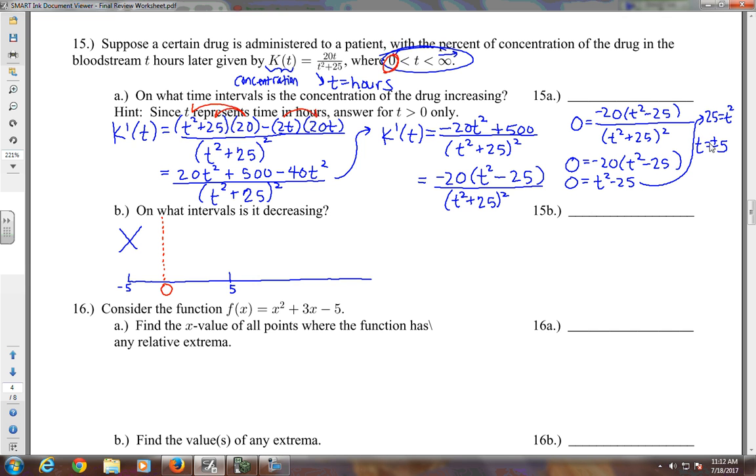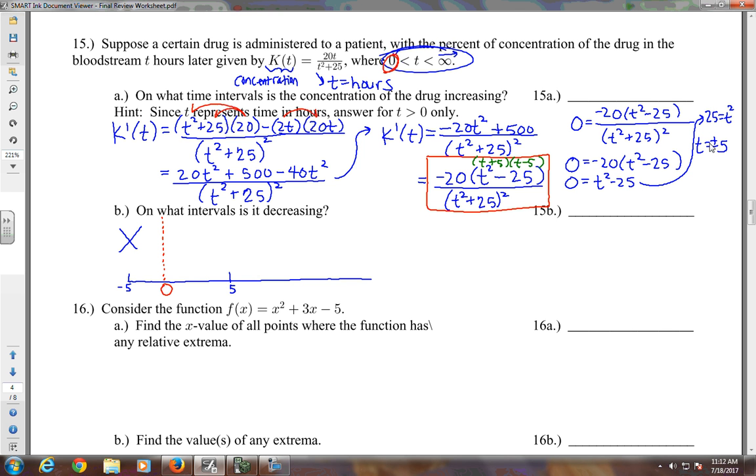The best form to consider my derivative is right here. And in fact, we could break it down even further. Notice that t squared minus 25 could be factored as t plus 5 times t minus 5.